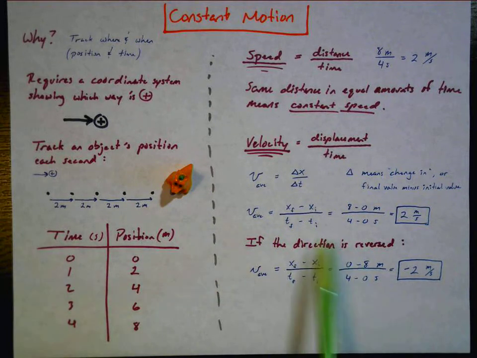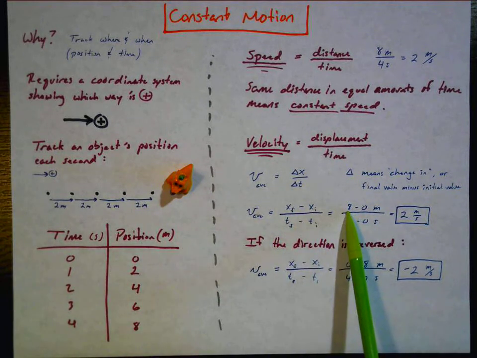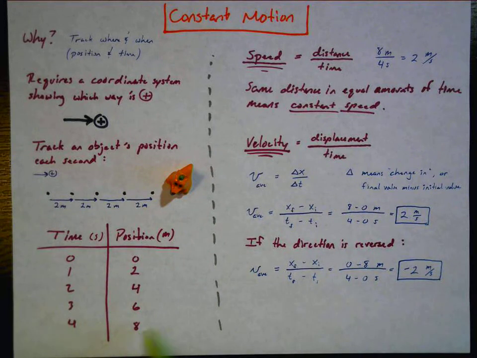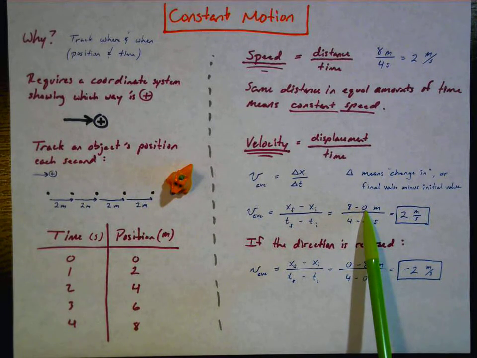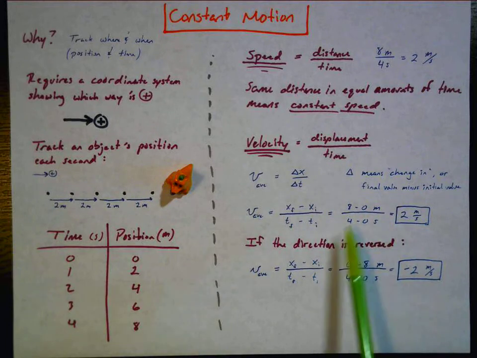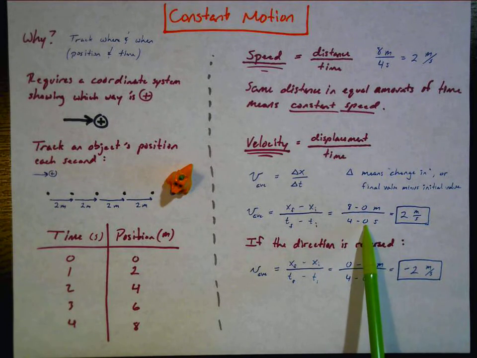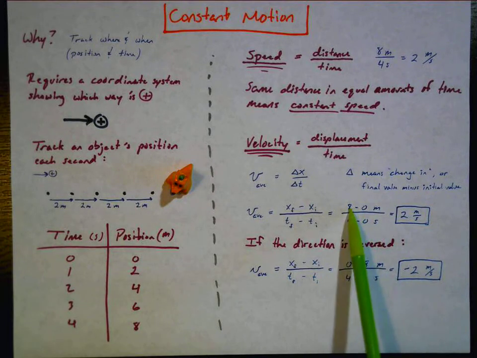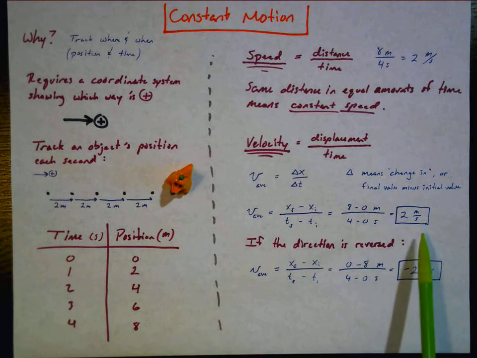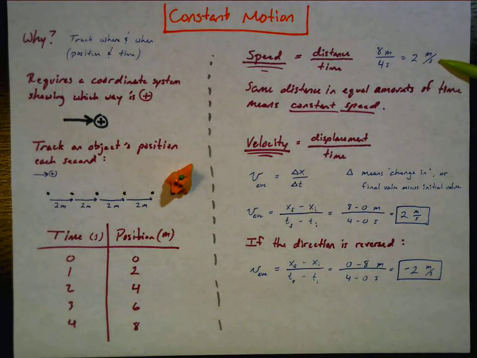Okay. The final position is 8 meters. That's where Mrs. Kangaroo ended up. The initial position was 0, measured in meters. The final time was 4 seconds, and the initial time we started watching at 0 seconds. So that becomes 8 divided by 4, 2 meters per second. That looks the same as the speed, and that is actually true in this example. But now let's look at what makes velocity different from speed.